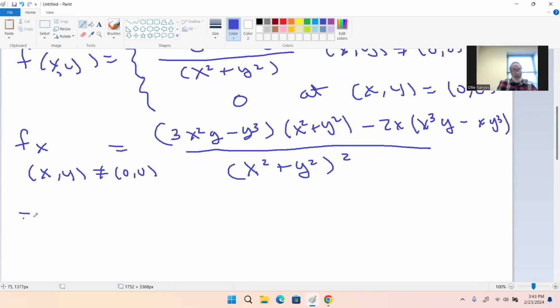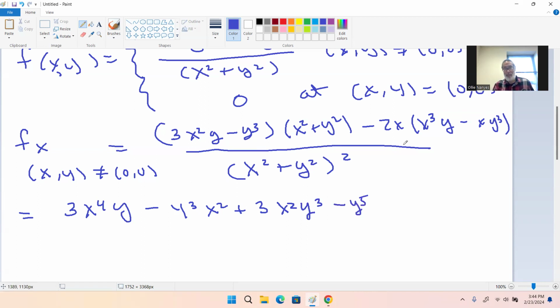So the first partial, you're going to have 3x to the fourth y, that's multiplying these two, minus y cubed x squared, plus 3x squared y cubed. Notice how that's conveniently there. Minus y to the fifth, that's important. Minus 2x fourth y, plus 2x squared y cubed, all over that denominator.